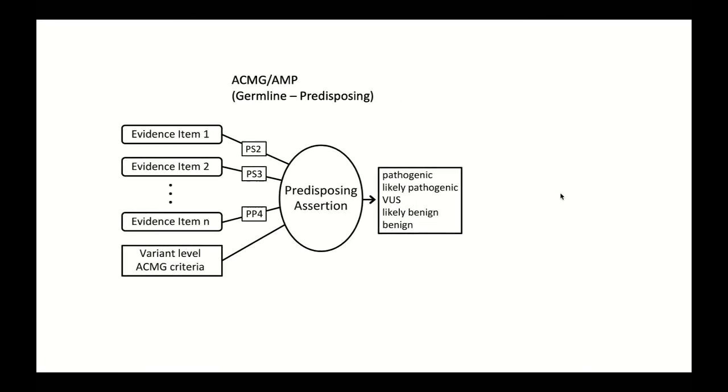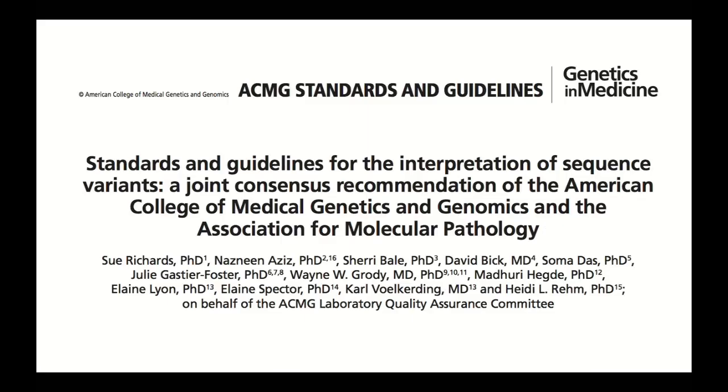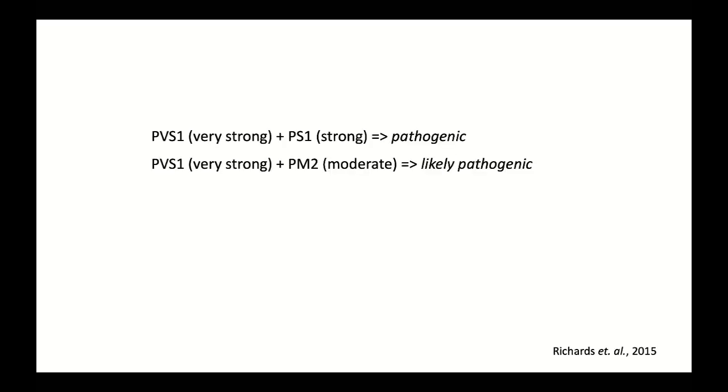The second category of assertion captures a system built for the interpretation of germline variants published by the American College of Medical Genetics and Genomics and the Association for Molecular Pathology. This system uses evidence codes derived from patient and population data, which can be summed together to allow for a more rigorous evaluation of variant pathogenicity.